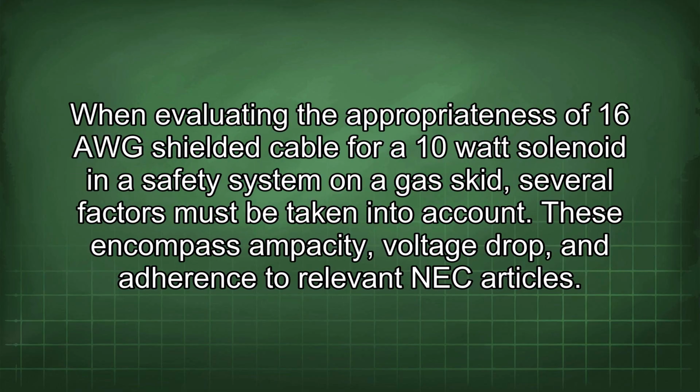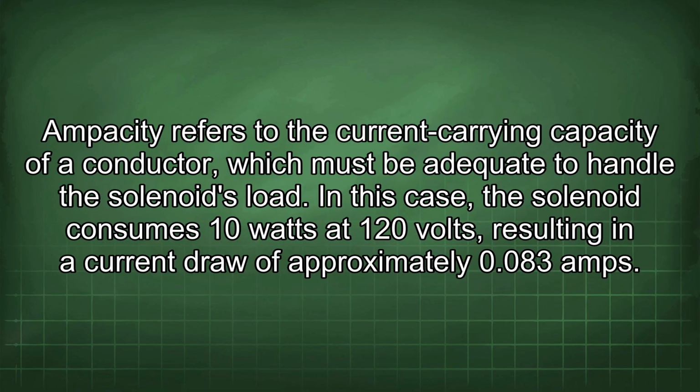When evaluating the appropriateness of 16 AWG shielded cable for a 10-watt solenoid in a safety system on a gasket, several factors must be taken into account. These encompass ampacity, voltage drop, and adherence to relevant NEC articles. Ampacity refers to the current carrying capacity of a conductor, which must be adequate to handle the solenoid's load. In this case, the solenoid consumes 10 watts at 120 volts, resulting in a current draw of approximately 0.83 amps.